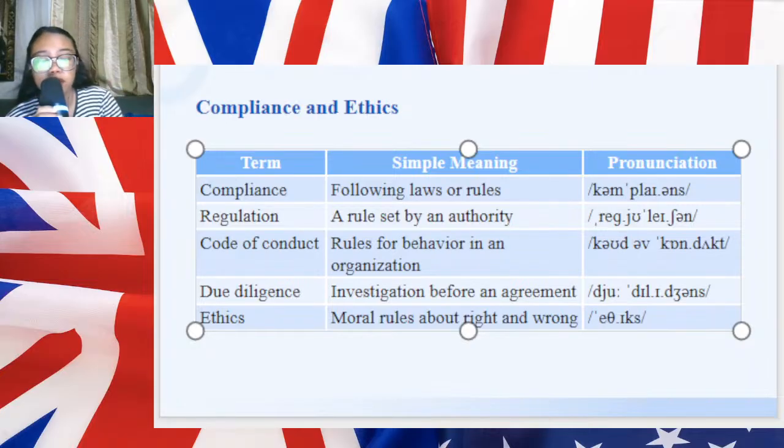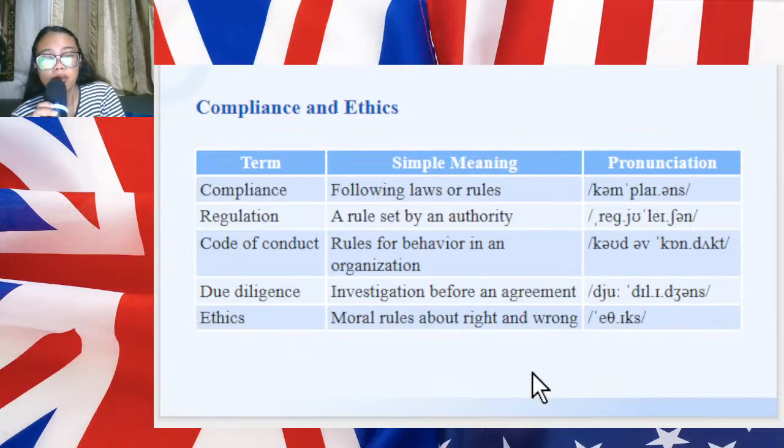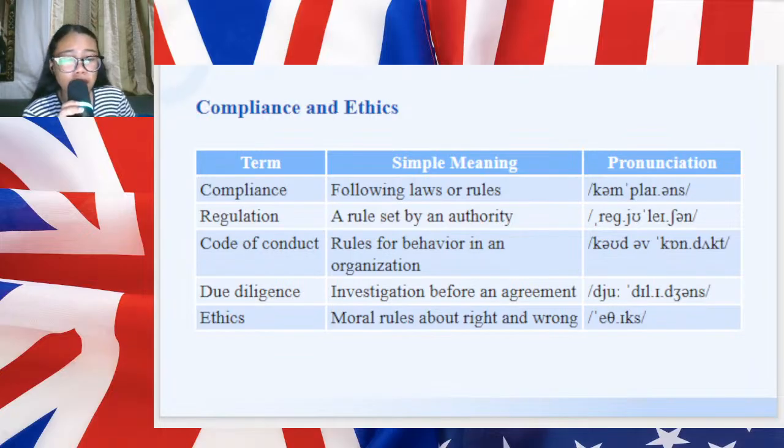Again, due diligence. Lastly, we have ethics. This is moral rules about right and wrong. So this involves the moral principles, the values, the beliefs that guide individuals and organizations in determining what is right, what is wrong, what is good, what is bad behavior in various situations, particularly in a business or professional context. So it just involves applying these moral principles to any decisions and actions. Okay? It encompasses such issues as honesty, integrity, respect, fairness, and social responsibilities.